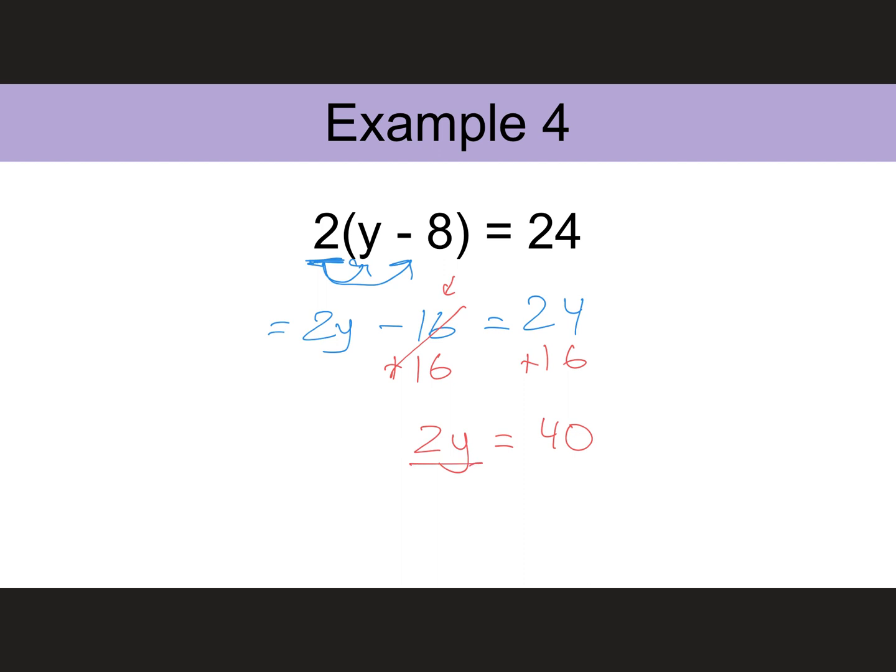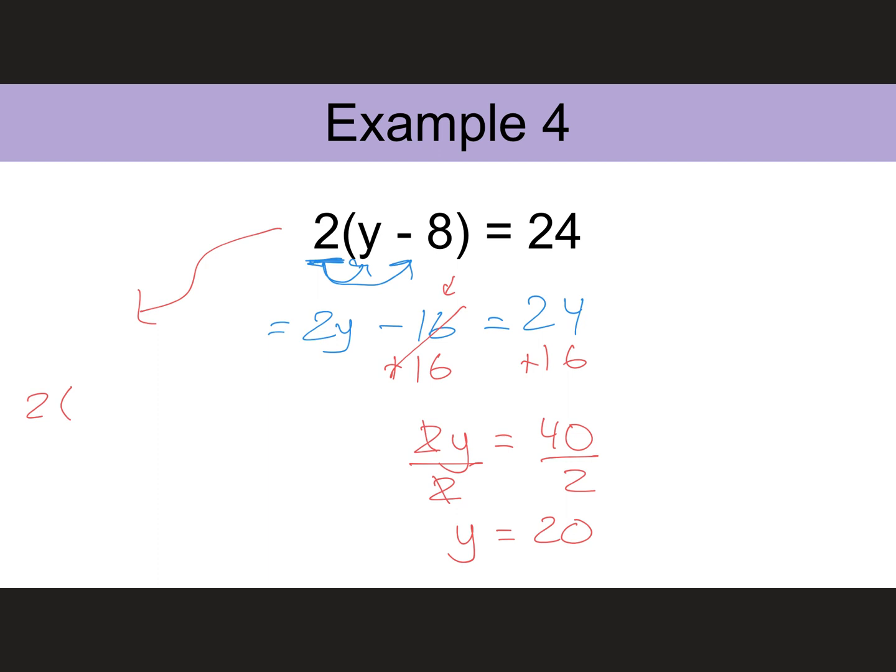2 times y divided by 2. 2 divided by 2 cancels out. I'm left with y. y is equal to 20. Now I can check my work. I'm going to use the original equation.